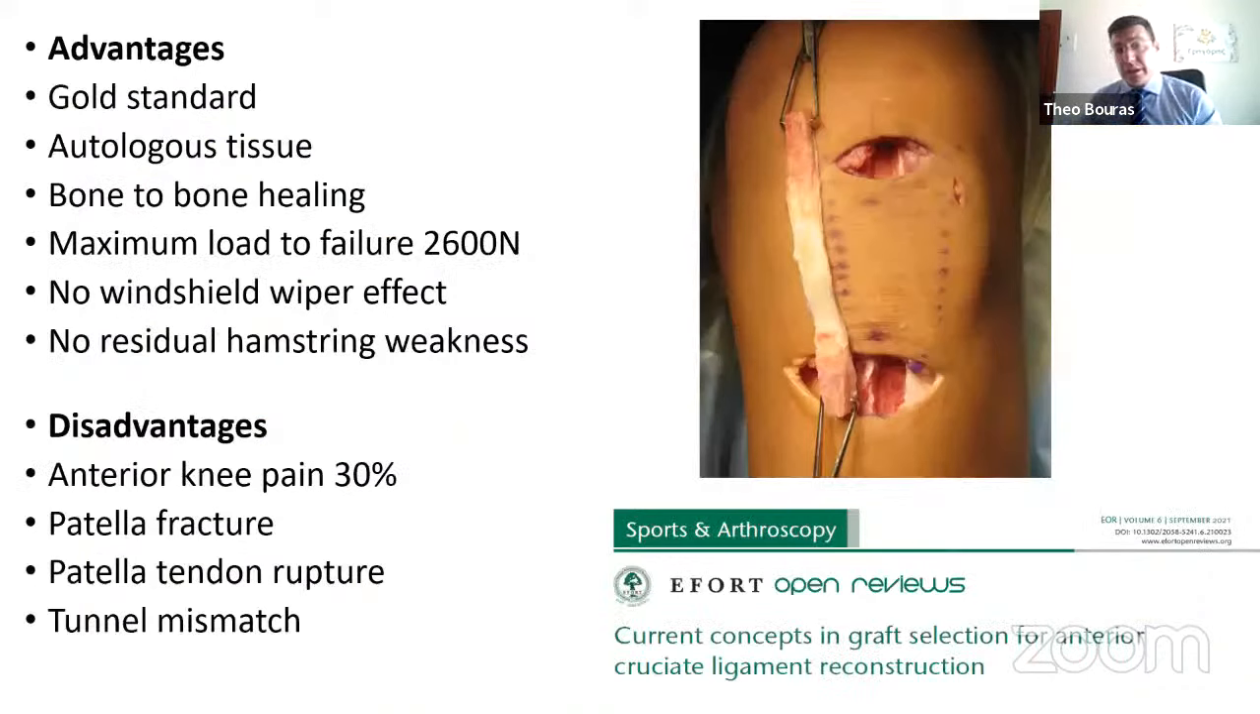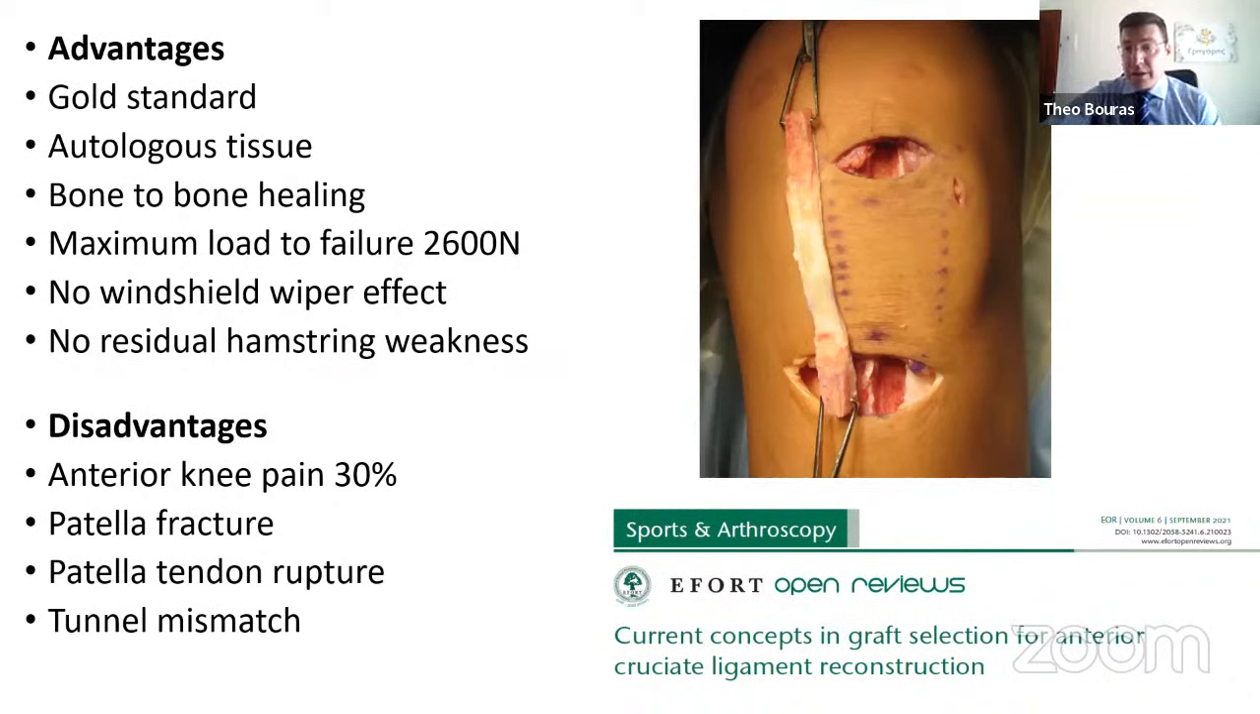The advantages: as I said, for many surgeons it is the gold standard, it is an autologous tissue. It gives the advantage of bone-to-bone healing within the tunnels. For many athletes, this gives the opportunity to return faster to their practice and subsequently to their sporting activities. This is also a strong graft with maximum load to failure of 2,600 newtons. There is no windshield wiper effect, and there is no residual hamstring weakness.